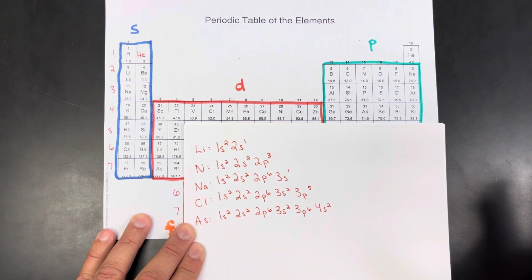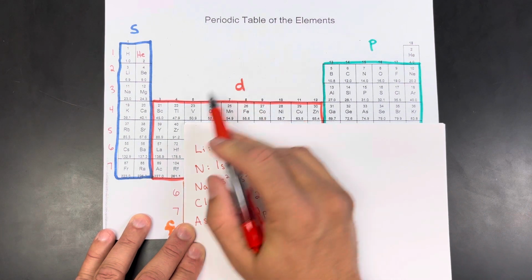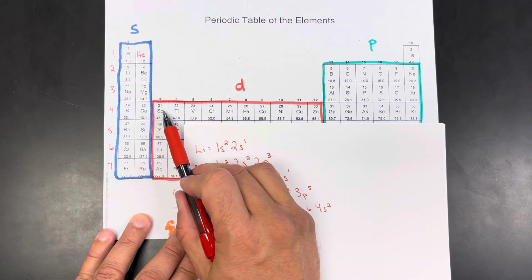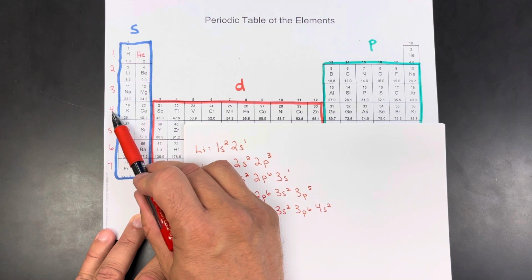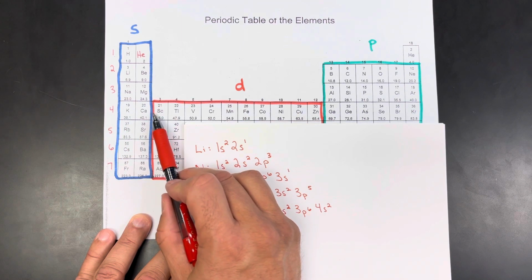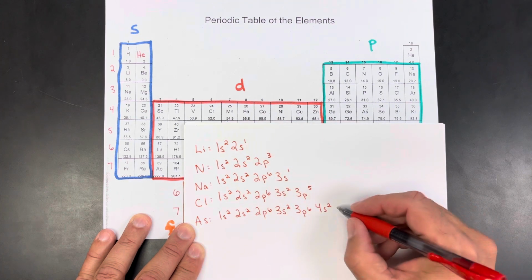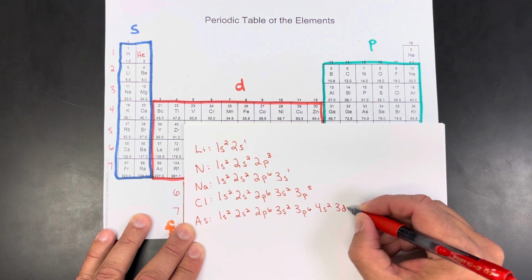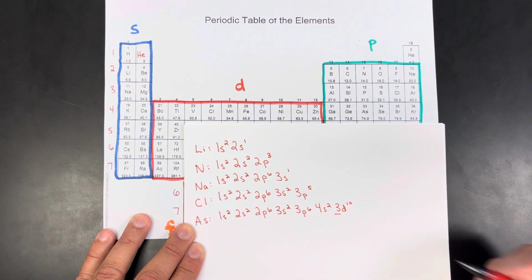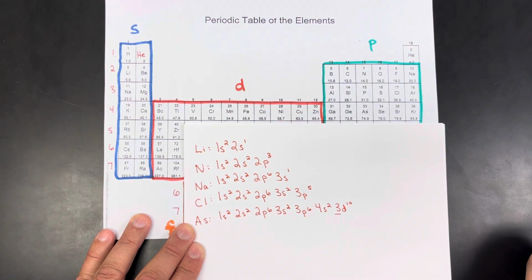Remember, this is where it gets tricky. I'm going into the D block. So this is not 4D. We've got to subtract 1 from the row number, so it's going to be 3D. If we go all the way through it, that's going to be 3D10. And it's very important that we subtracted 1 from the row number when in the D block.